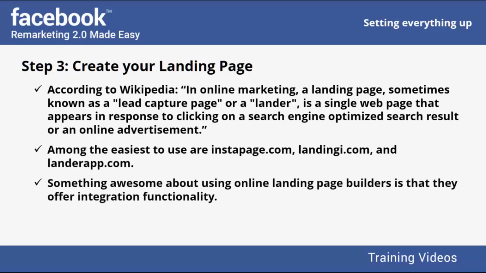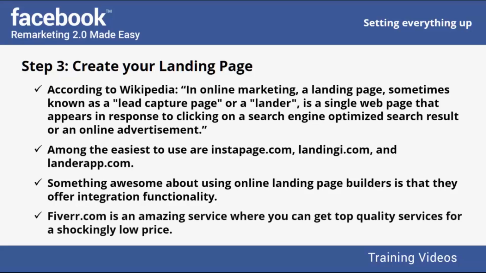Something awesome about using online landing page builders is that they offer integration functionality. It means you can integrate your autoresponder of choice, so you don't have to mess around with the opt-in code, which sometimes can be complicated. If you still think it's too complicated to get your landing page done quickly, you can always outsource it. Fiverr.com is an amazing service where you can get top quality services for a shockingly low price. You just need to search through the top sellers and chat with them to set a deal.